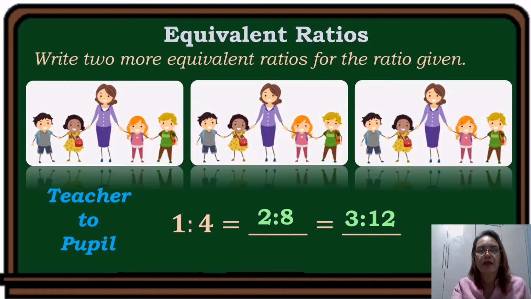Okay? If you are going to change 2:8 to its lowest term, it becomes 1:4. If you are going to change 3:12 to its simplest form, it becomes 1:4. That is equivalent ratio.